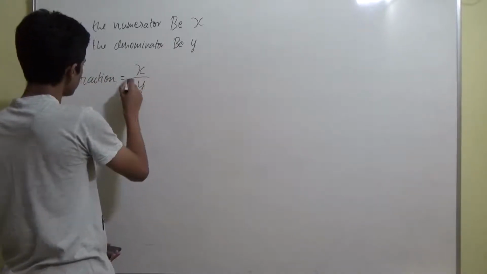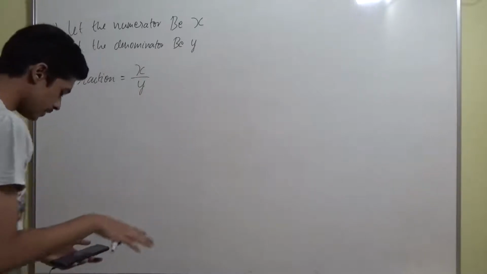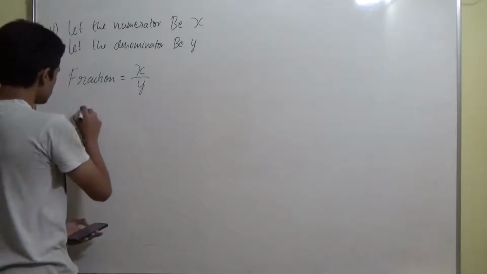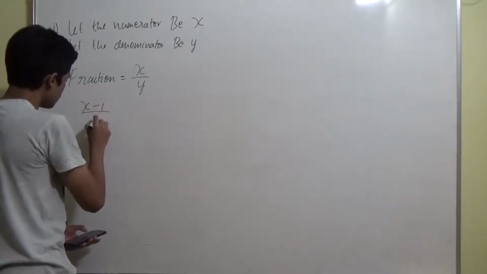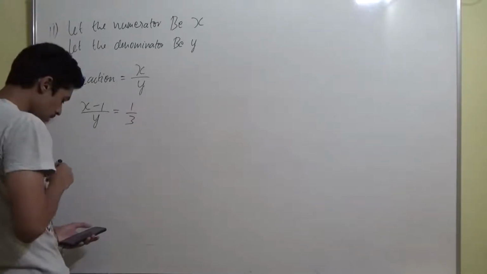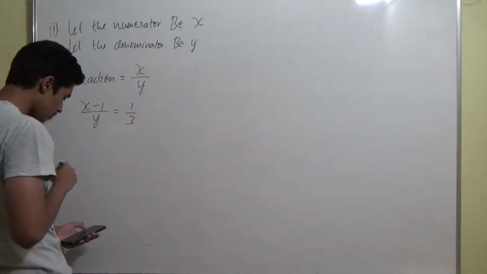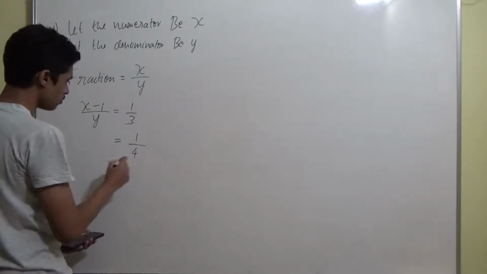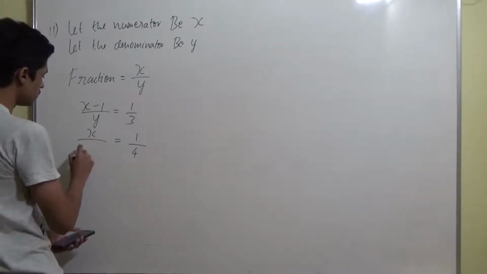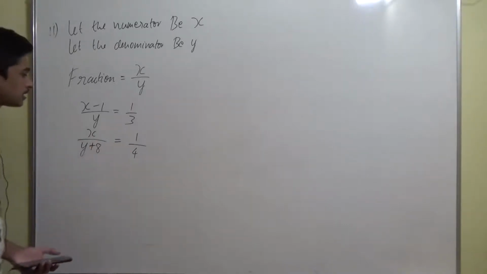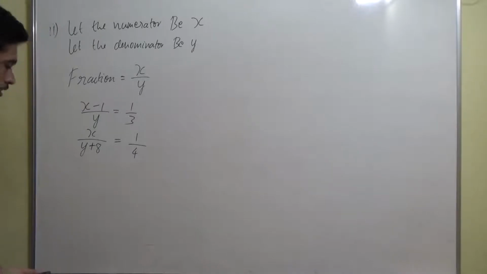Now going according to the question, a fraction becomes 1 by 3 when 1 is subtracted from the numerator. So x minus 1 by y. When 1 is subtracted from the numerator, the fraction becomes 1 by 3. And then the fraction becomes 1 by 4 when 8 is added to the denominator. That's it, guys. These are the two equations we have got in the fractional form.